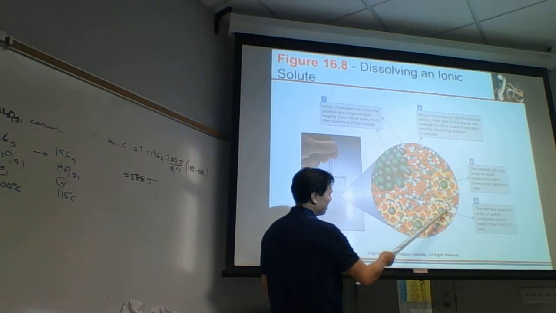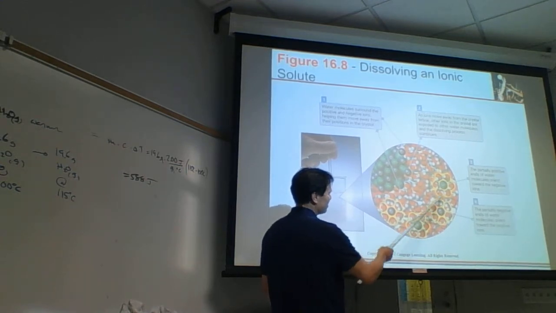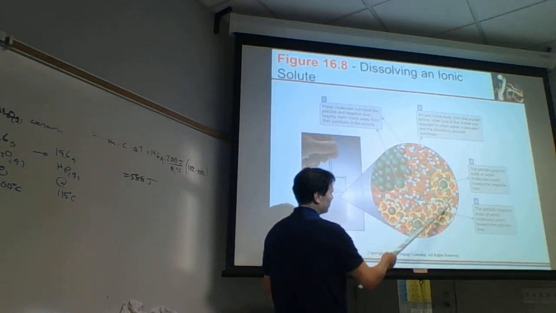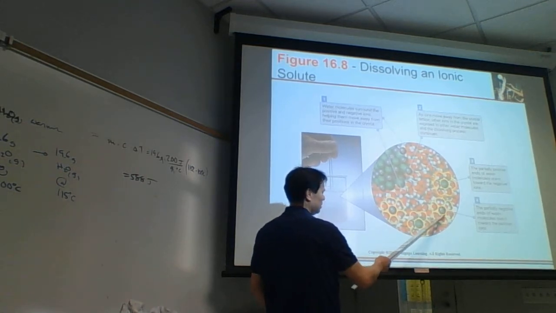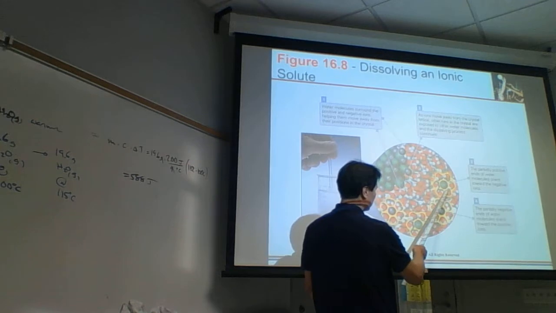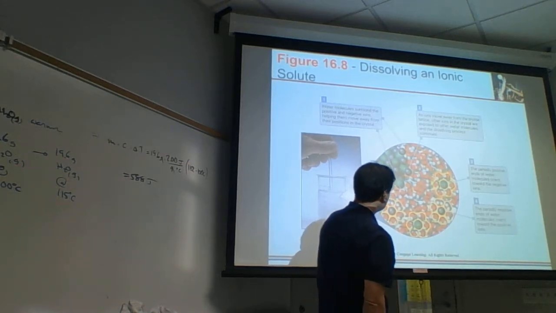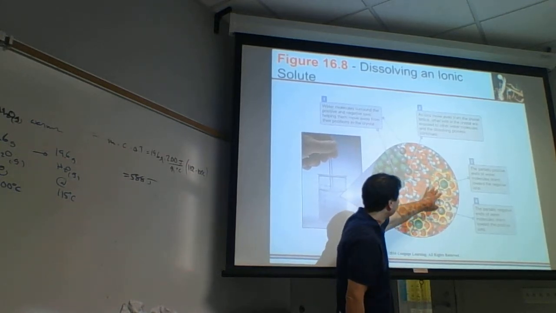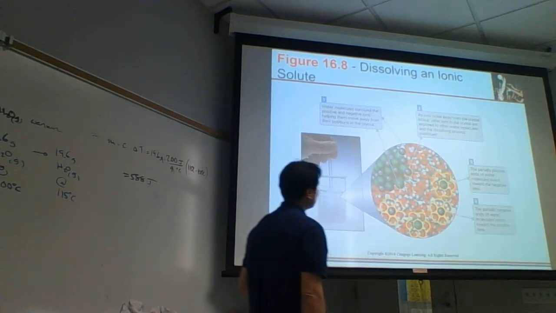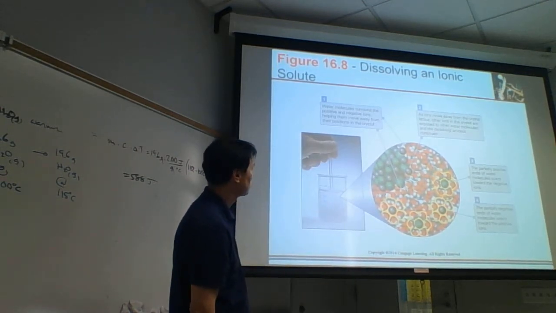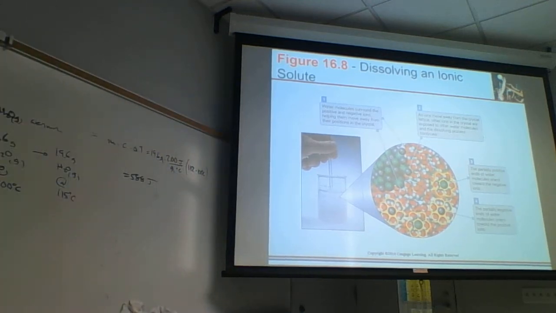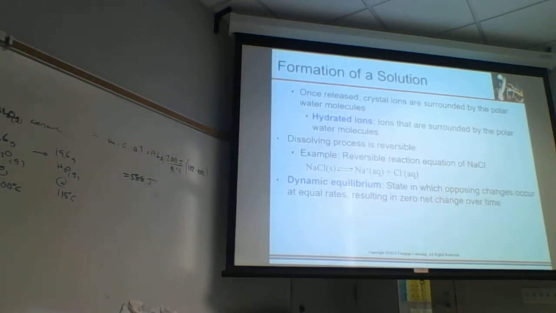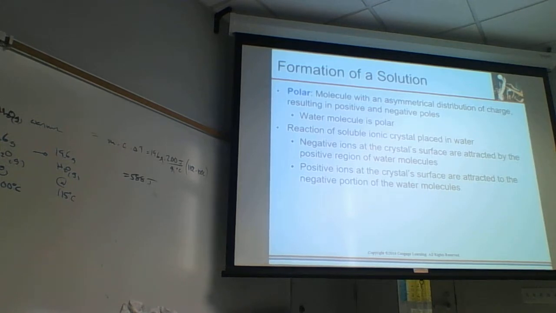And we can see the red points to the positive, the white here points to the negative. In other words, the oxygens are attracted to the sodium, and the hydrogens are attracted to the chloride. Okay, this is going to stabilize this. That's the solution. So that's what they're saying in the first part here.